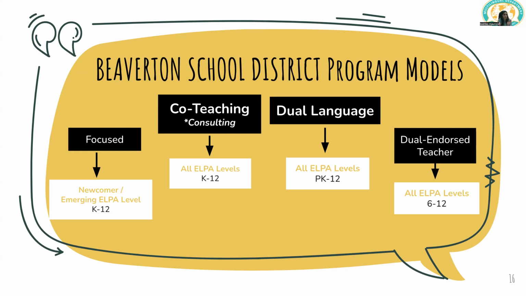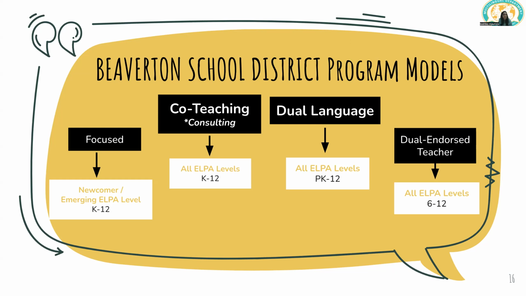Then we have dual language programs that also support our multilingual learners at all levels. And we put pre-K here because we do have pre-K programs that are dual language that will be starting this fall. And then dually endorsed teacher is another way to support our multilingual learners, at all ELPA levels. And we're saying 6 through 12, not elementary. I know that there are some elementary teachers that are dually endorsed, but we're really strongly advocating for co-teaching at the elementary level. So that's our visual, and then we'll go into the different descriptions here.